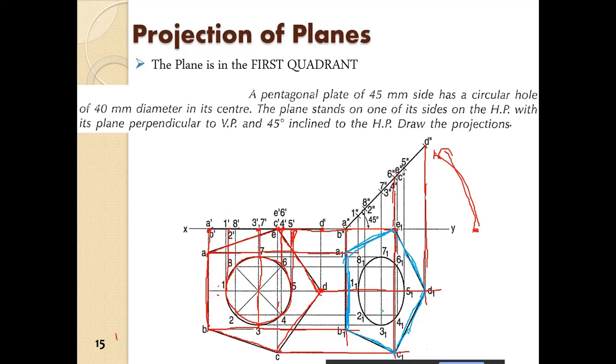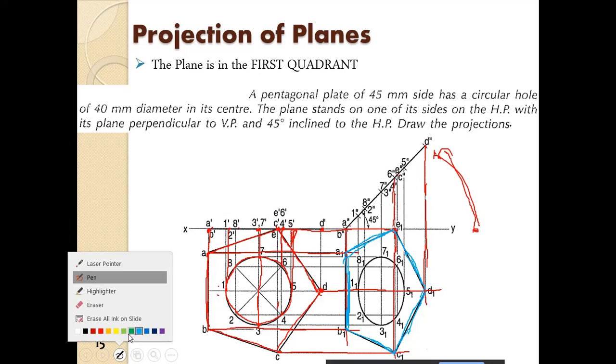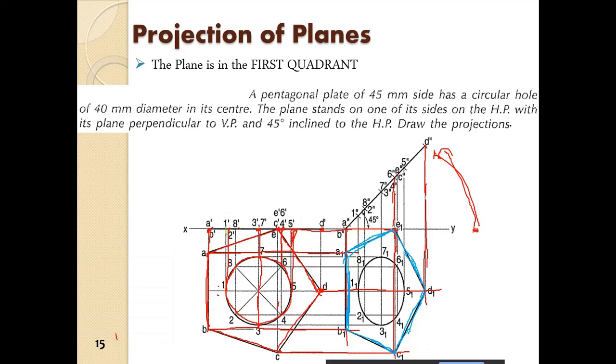We join them to form the pentagon first. Then again, we search for the points in the circle. So 1 is here, so we project it down up to this point, and we get the intersection point. Similarly for the various other points, so 7 here, we get the 7 point, and 3 we get the 3 point here.